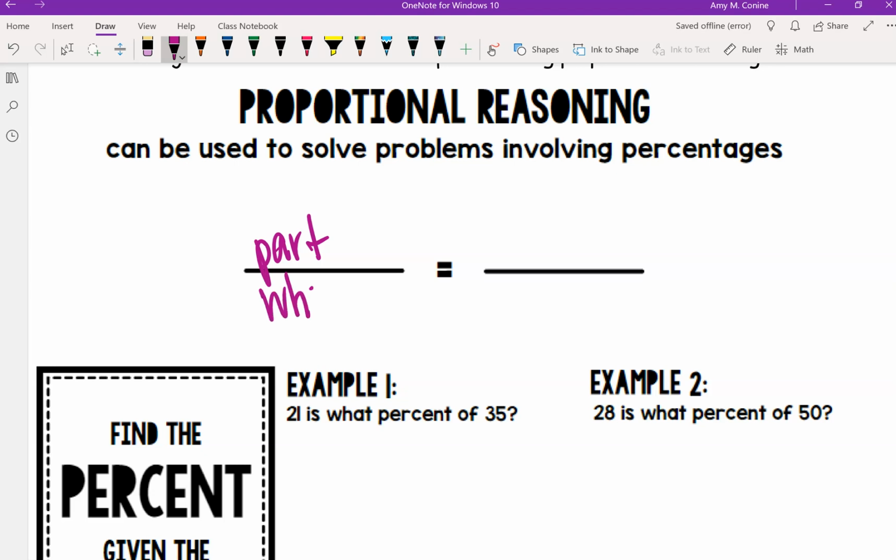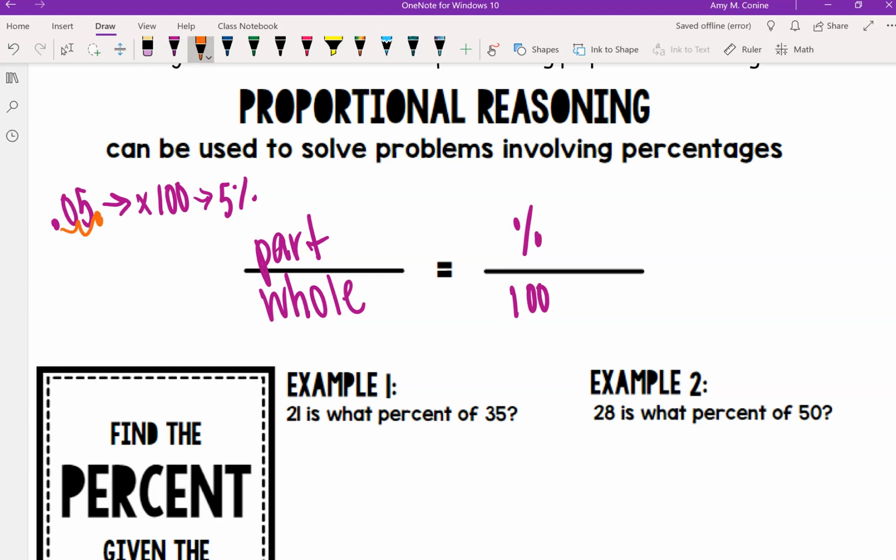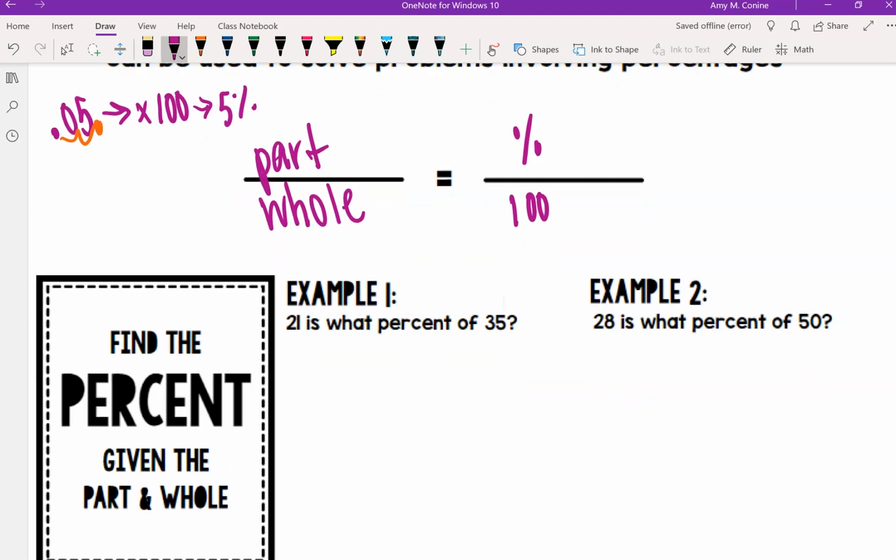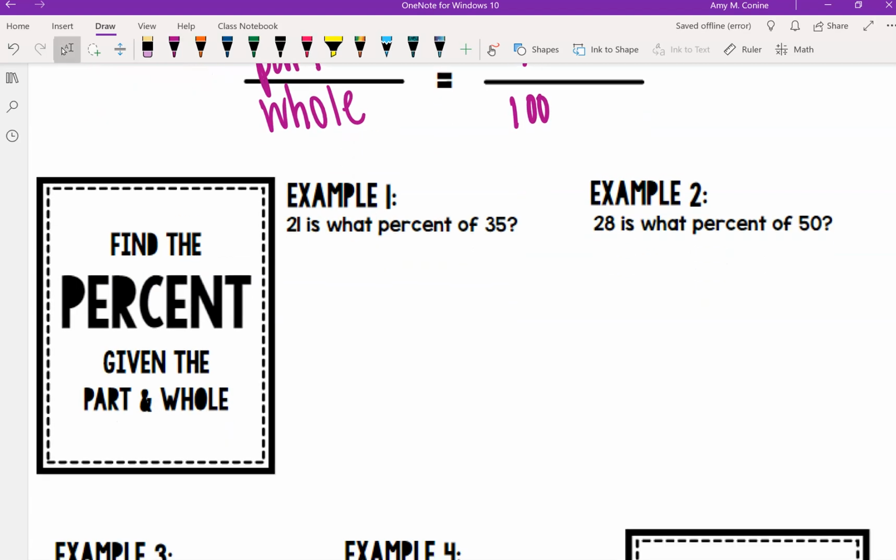So you could take a part over a whole, which does give you a percent or a decimal, and then that should equal whatever percent that is over 100. So if you remember to convert, let's say 0.05, if we want that to be a percent, you could either multiply by 100 and then you get 5%, or you can take this decimal and move it back 2 spaces and you get the same thing. So there are multiple ways that we're going to do stuff today. The main thing is getting the concept of actually finding a percent or finding the pieces that we need.